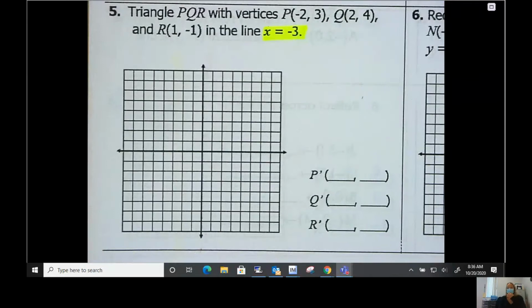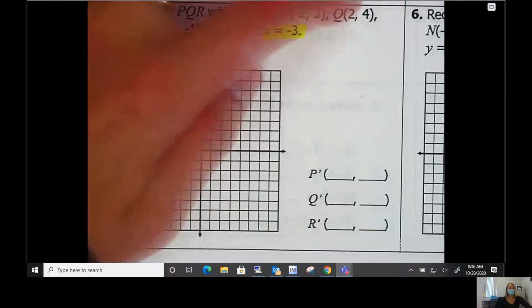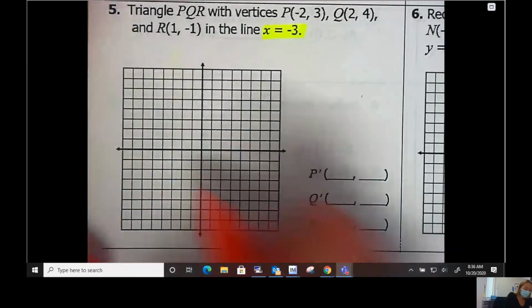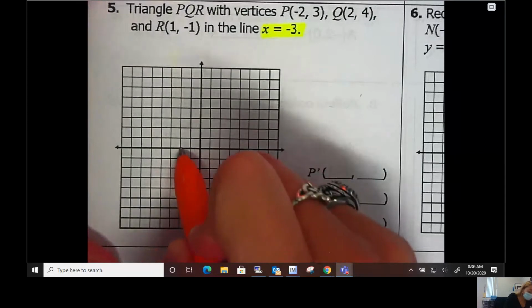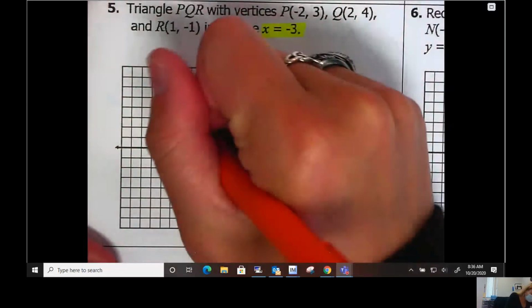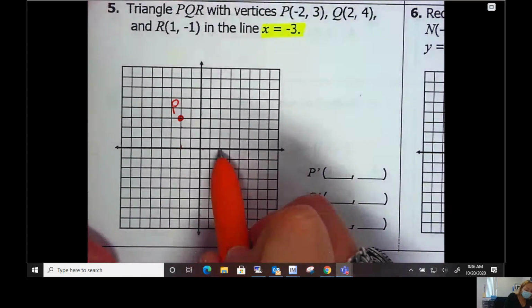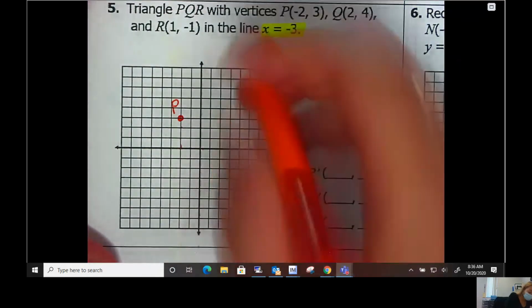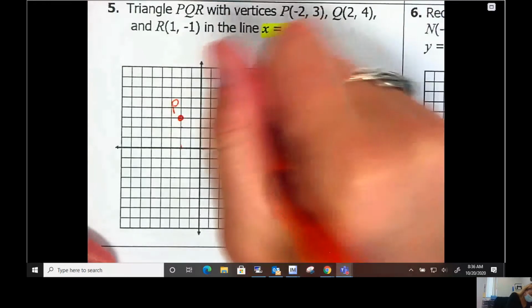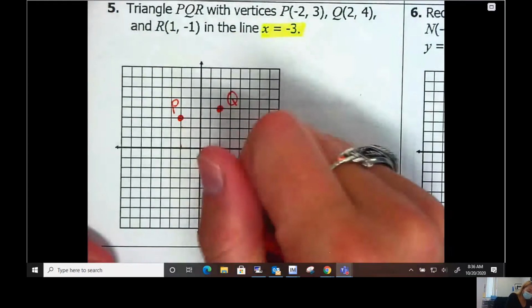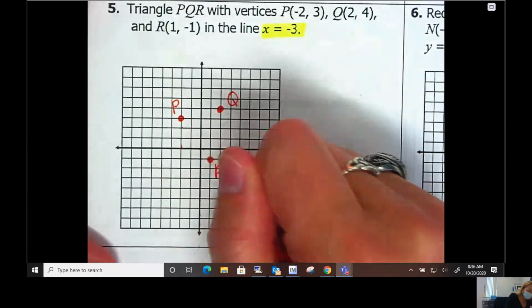Okay, that's okay. First thing we're going to do, we're going to plot the points of our original picture. So let's just take a second. Let's plot these 3 points on the graph. So P is -2, 3. That means you go over 2 and up 3. Q is 2, 4. That means you go to the right 2 and up 4. And R is 1, -1, which means you go over 1 and down 1.